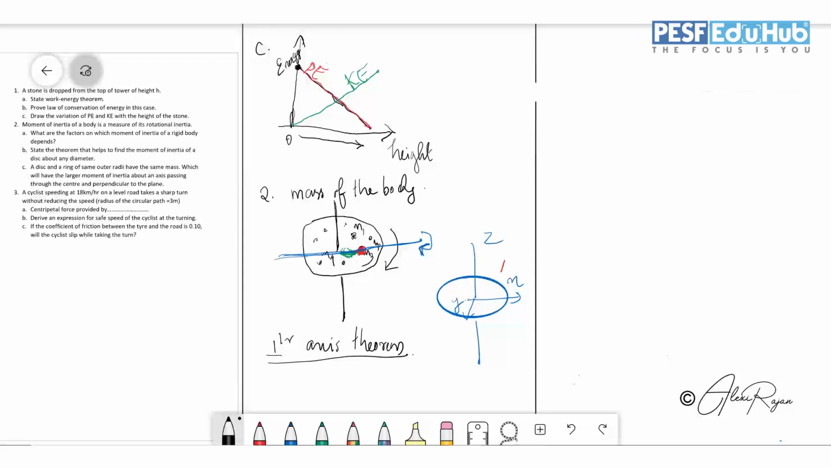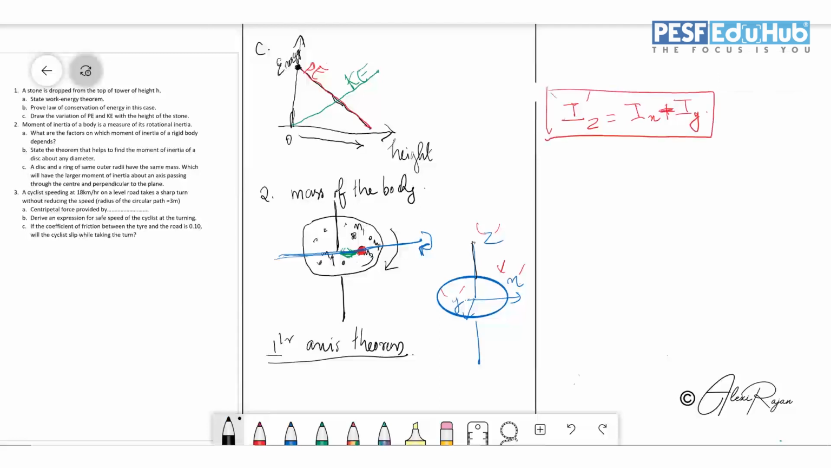So what does this perpendicular axis theorem state? According to the perpendicular axis theorem, the moment of inertia of a body about an axis perpendicular to the plane of a body is the sum of the moments of inertia of the body about any two mutually perpendicular axes both lying in the same plane. That means if I have z axis, x axis and y axis, then if I want to find out the moment of inertia along the z axis, Iz, that will be equal to Ix, the moment of inertia along the x axis, plus the moment of inertia along the y axis.